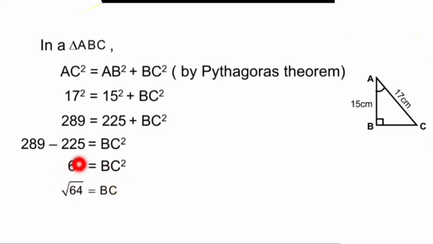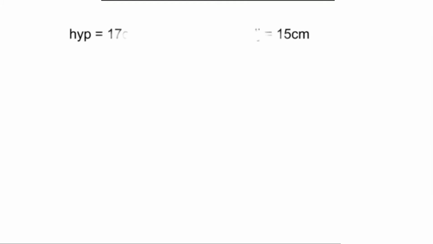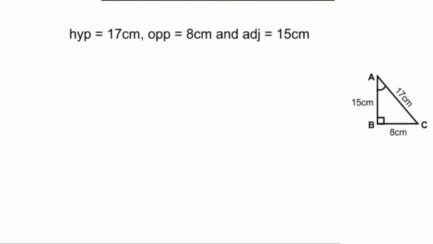Children, what is the square root of 64? Yes, it is 8 centimeters. Therefore, the length of the opposite side BC is equal to 8 centimeters. Children, from the triangle ABC, the hypotenuse is equal to 17 centimeters. The opposite side is equal to 8 centimeters and the adjacent side is equal to 15 centimeters.